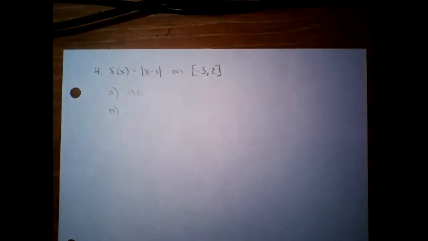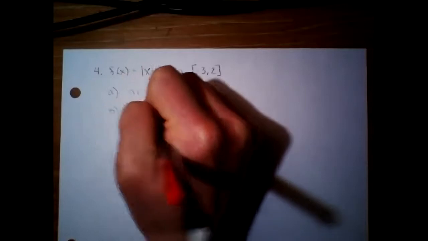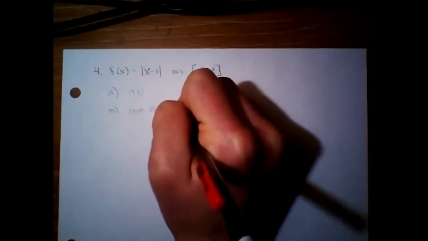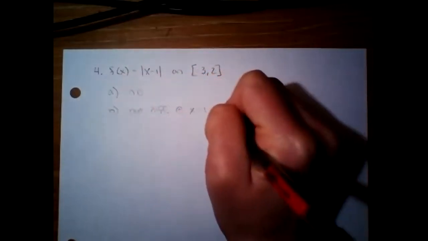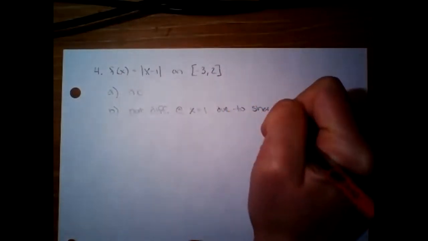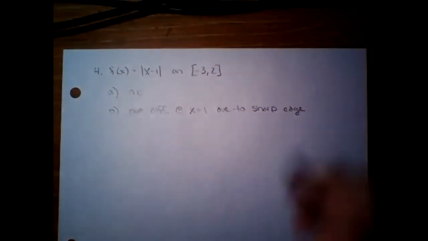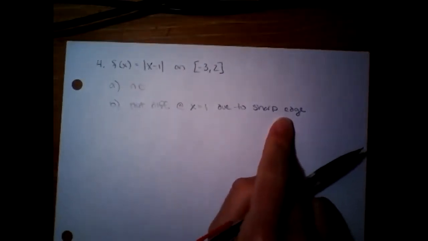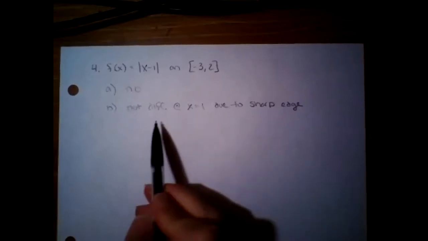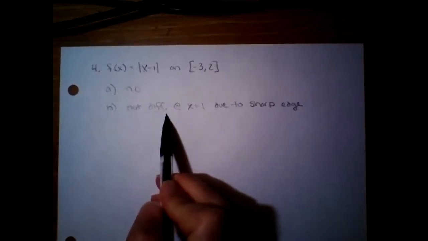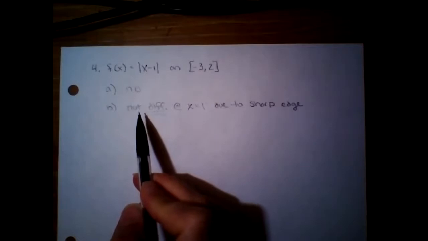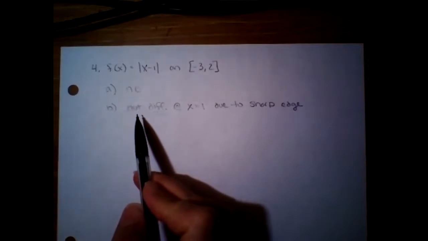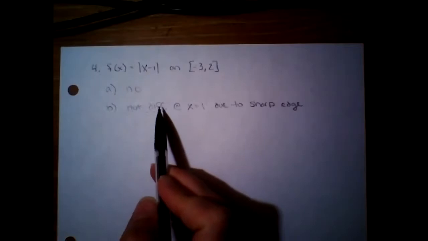And so the reason is the function is not differentiable at x equals 1 due to a sharp edge. I had a lot of people write like, there's a sharp edge, and I only took off half a point for that. The problem is the vocabulary word they're going to be looking for there is differentiable. The conditions for mean value theorem are that the function has to be continuous and differentiable. So that word is important.